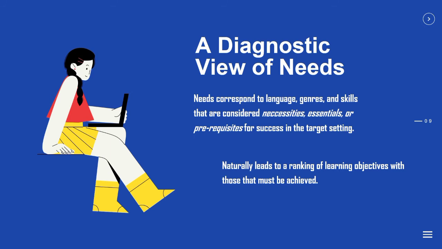This view naturally leads to a ranking of learning objectives, with those that must be achieved. In an ESP course, the instructors can quickly prioritize objectives, and in an EAP course, it will prioritize fluency and pronunciation development. And at last, in an EOP course, for hotel staff, the rank can prioritize telephone listening skills and politeness strategies.